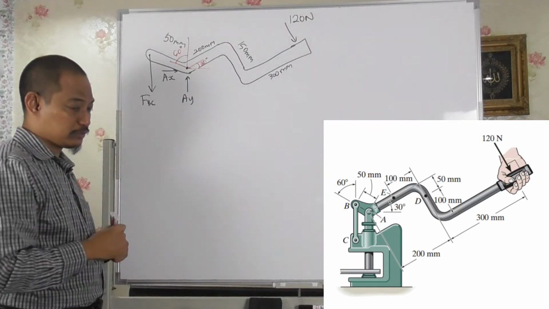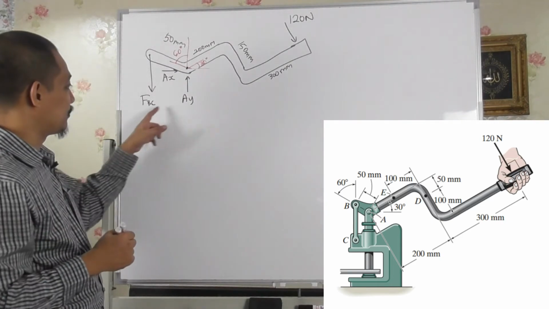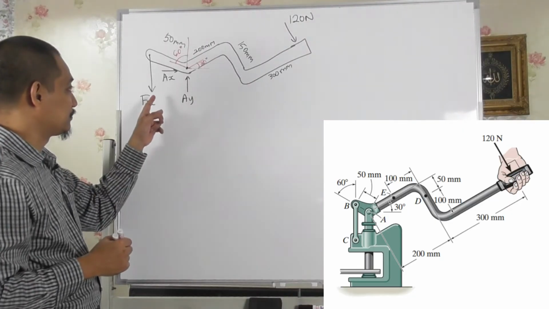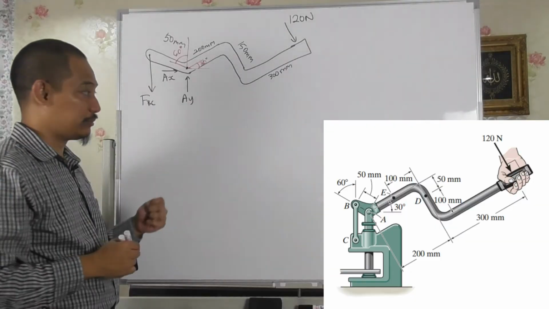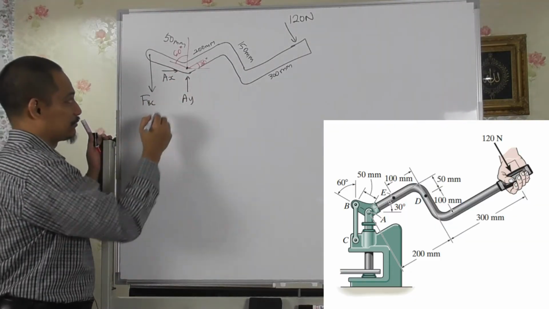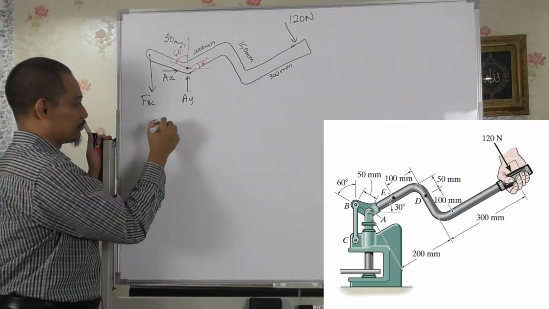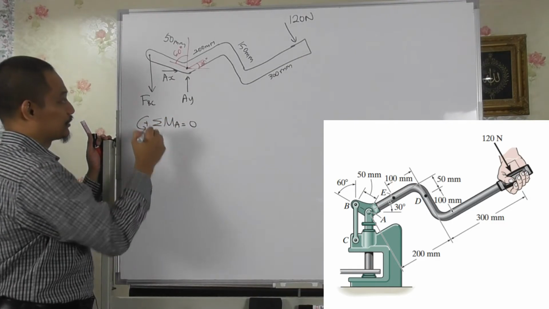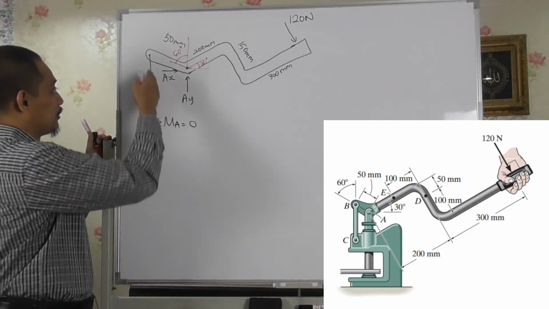Alright, so the first part is we need to find all of these three. And because we have three unknowns and three equations of equilibrium, we can solve it. So the easiest one is just start with moment about point A. So summation of moment about point A equal to 0. Let's take counterclockwise as positive.